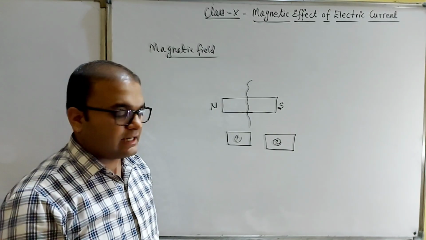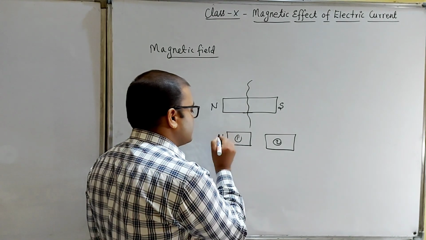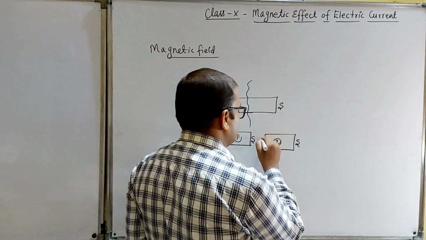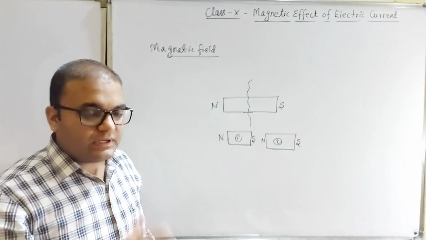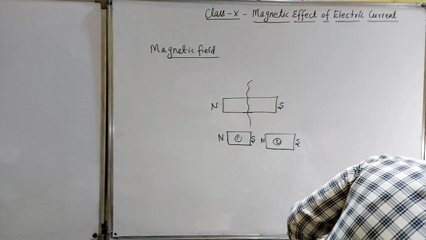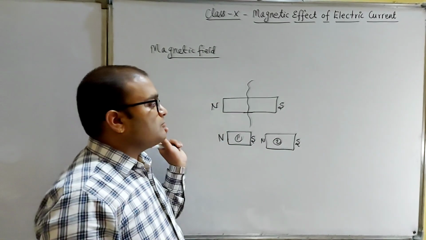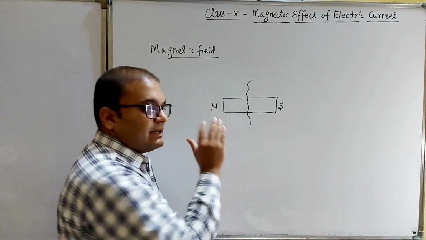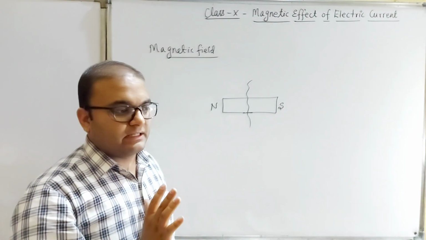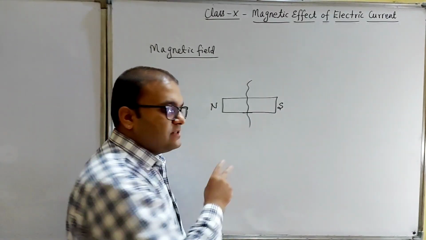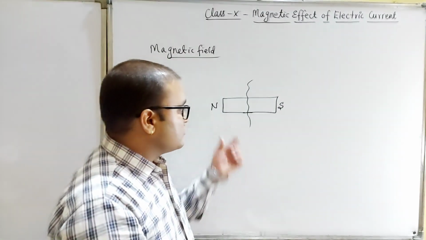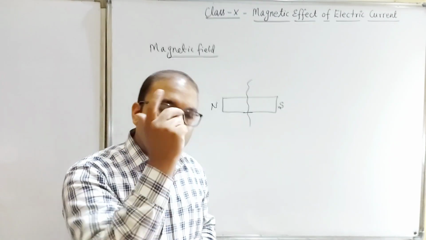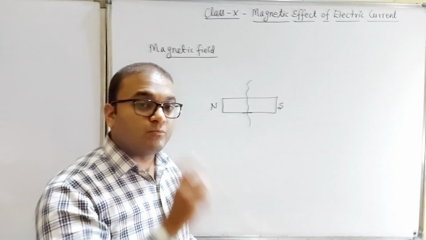If I cut this magnet like this, then after cutting, the part that was first a north pole will now behave as a south pole, and this one was the south pole, this one is the north pole. Means if we cut any magnet, we cannot separate any single pole, any single monopole of the magnet. Any magnet always contains two poles, north pole as well as south pole. So we can say that a magnetic dipole exists but a magnetic monopole does not exist.